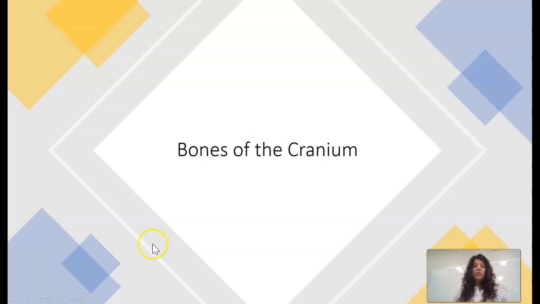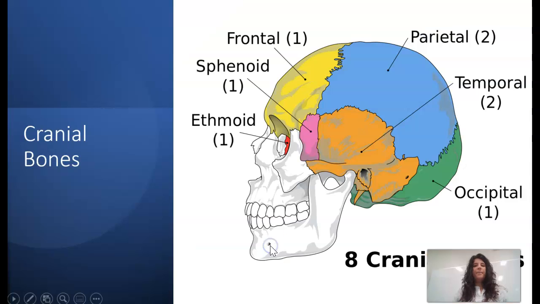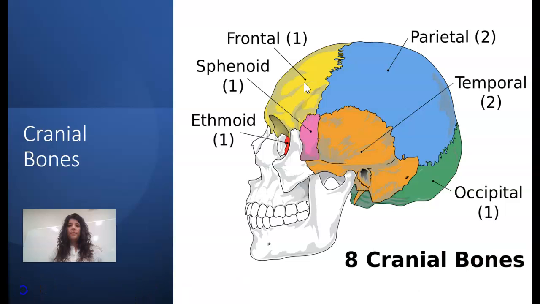Good morning. This lecture video is going to go over the bones of the cranium. So there are approximately 8 cranial bones. The frontal bone is the bone right in front, so that would be right in front of your forehead. There's one of those. The parietal bones would be the bones on the side. There's 2 of those. The temporal bones are down below, closer to your ear.